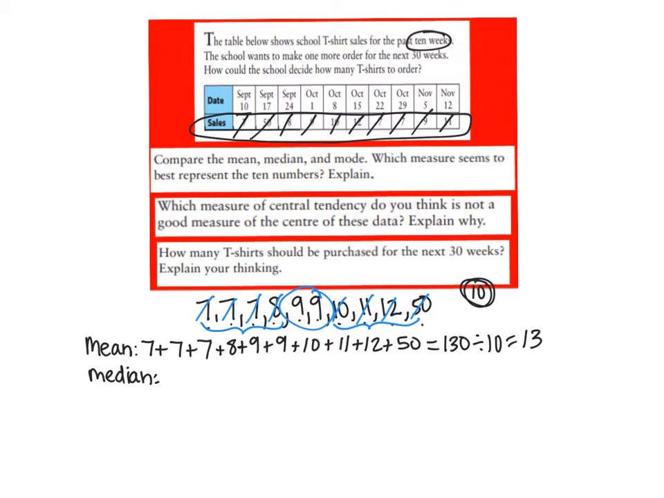Now remember, when both numbers are the same, my median is just 9, but I can still prove that to you by adding 9 plus 9 equals 18. 18 divided by 2 does give me my 9. So my middle number is 9.